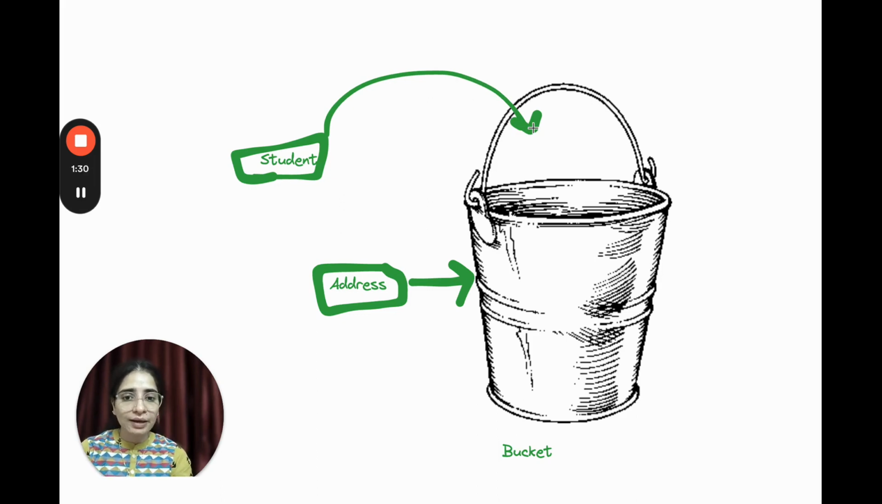So first it will check whether we have any object present in the bucket with the name called address. Yes or no? If the object is present in the bucket, in that case it will take that object out of the bucket, take the reference of that object, and with that reference it will create an object of student class.